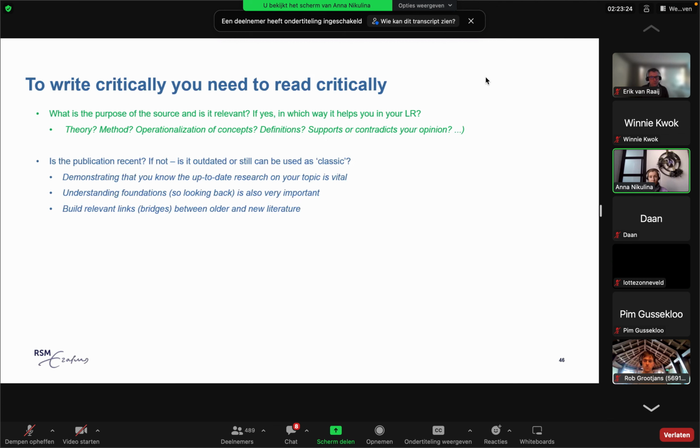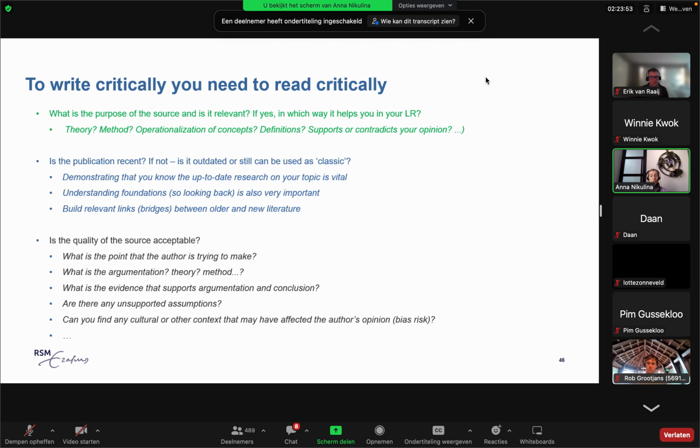But foundations are also important, as I said. Of course you are not supposed to review all development of the topic, but you need to build some relevant links between older and new research. And I will show you a bit more about how this can be done later. But timing is important. Date of publication is important because it plays a role in how relevant this article can be. They can get outdated if they're on topics that are time sensitive. And then quality of the source.